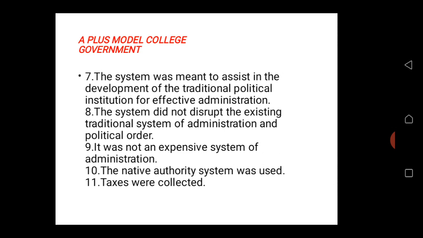Number 7, this system was meant to assist the development of the traditional political institution for effective administration. Number 8, the system did not disrupt the existing traditional system of administration and political order. Number 9, it was not an expensive system. They didn't spend much money on it. Number 10, the native authority system was used. And number 11, taxes were collected. They collected tax, which they call Ishakole in Yoruba.